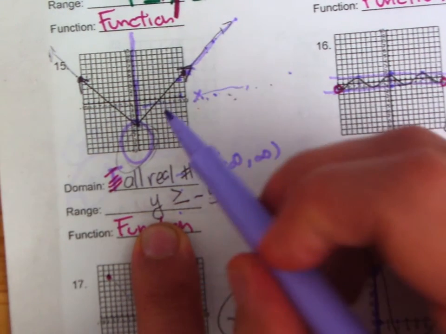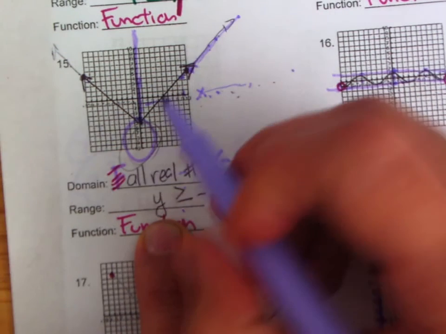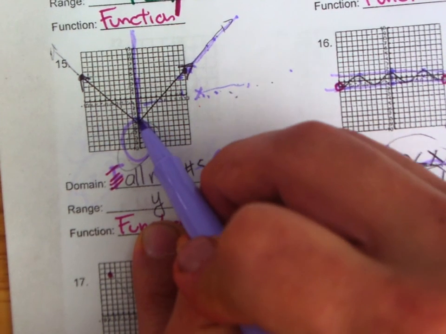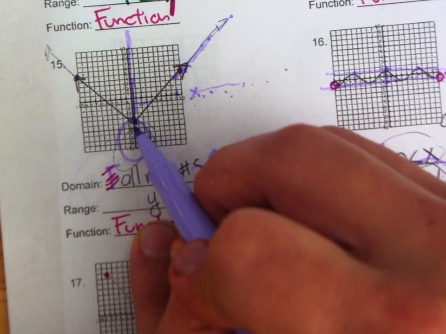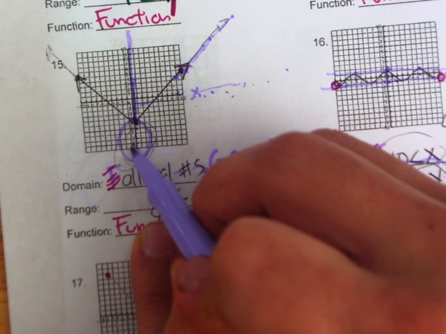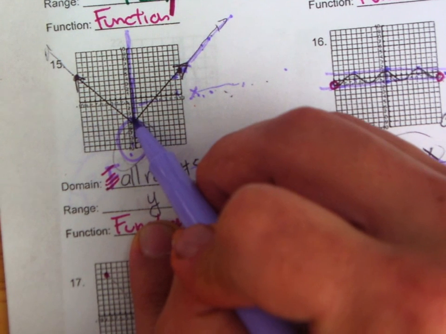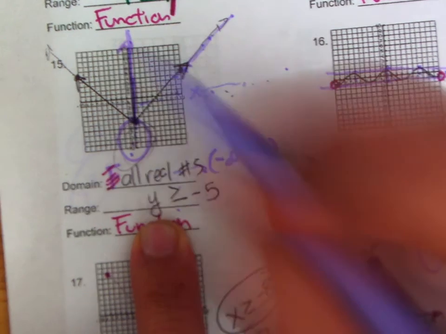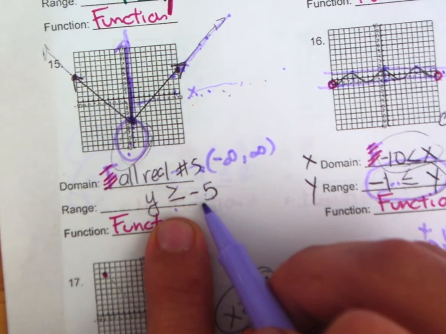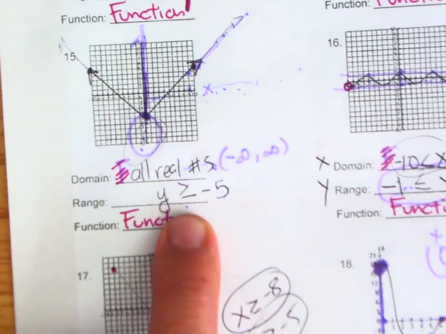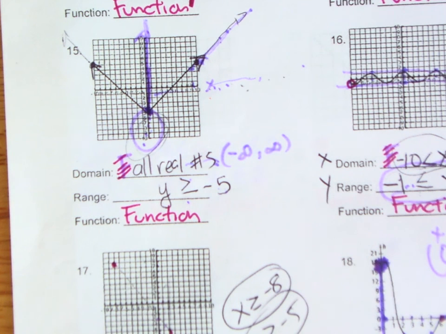So let me see, hold on. Your range, the minimum is -5. So you're not going to use -6, -7, -8, -9. You're not going to use these numbers. But you are going to use all the y's that are greater than or equal to -5. That's what I meant to say. All right, that's kind of it. Hopefully you guys understand it.